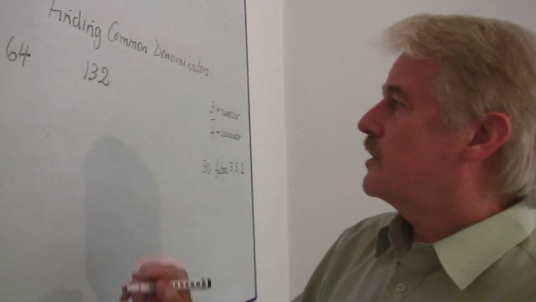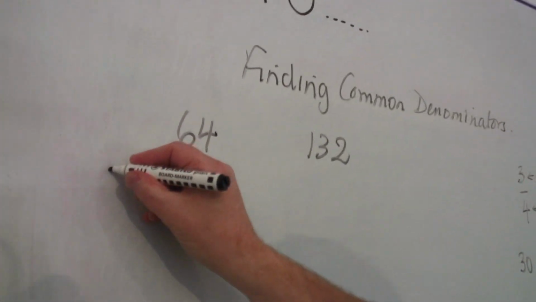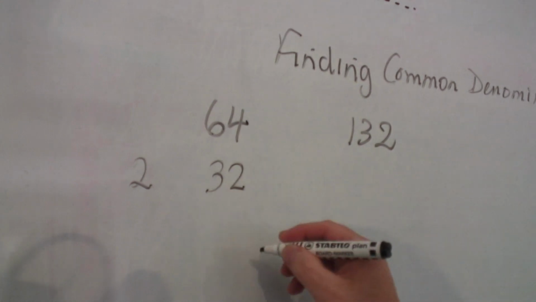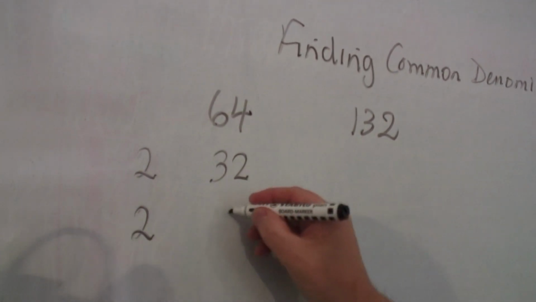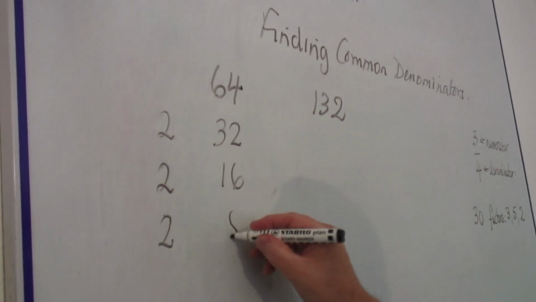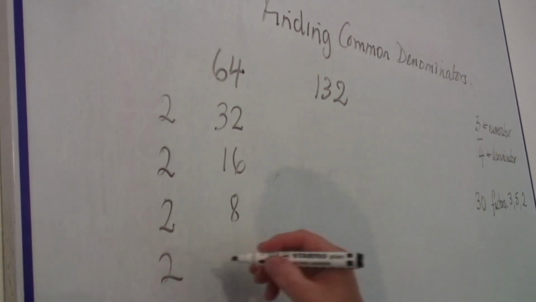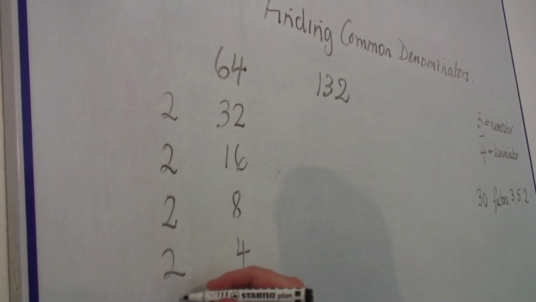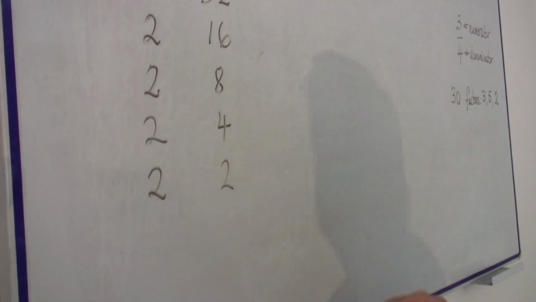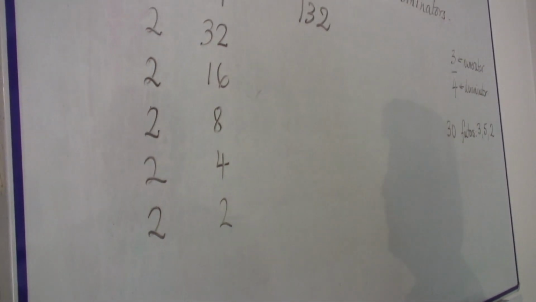So, look at 64. It'll divide by 2, and then it'll give 32. I can divide by 2 again to give me 16. I can divide by 2 again, it'll give me 8, 2 again, and it'll give me 4, and 2 again. In fact, 64 is 2 times 2 times 2 times 2 times 2.